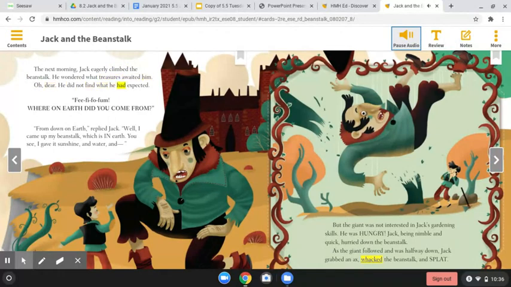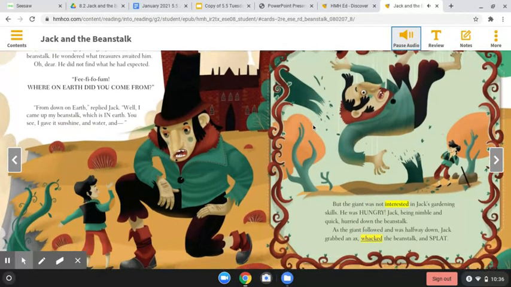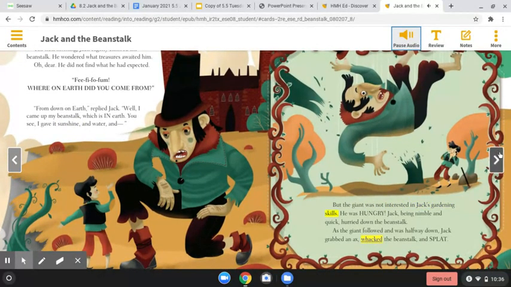Fee, fi, fo, fum, where on earth did you come from? From down on Earth, replied Jack. Well, I came up my beanstalk, which is in Earth. You see, I gave it sunshine and water. But the giant was not interested in Jack's gardening skills. He was hungry. Jack, being nimble and quick, hurried down the beanstalk.